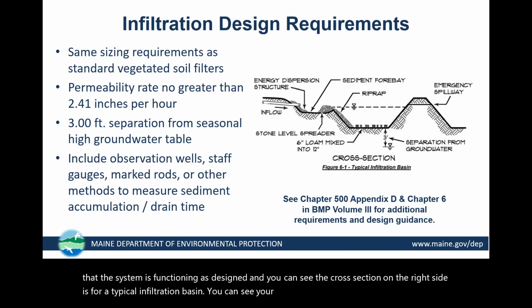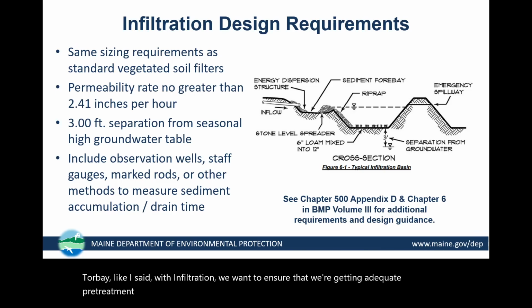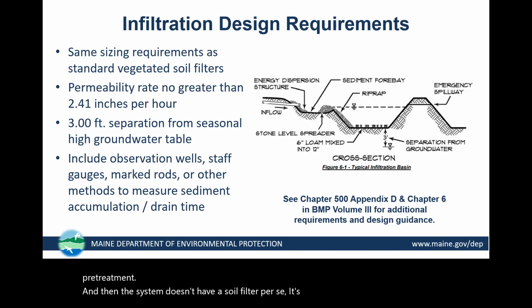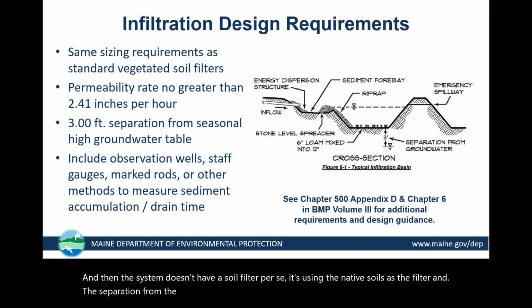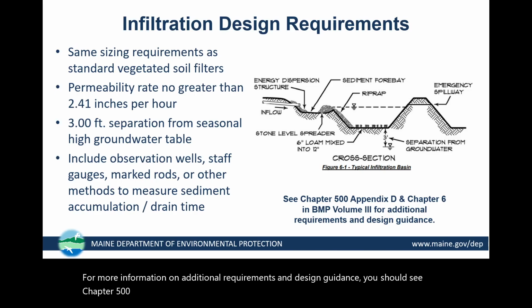You can see your inflow, some type of energy dispersion structure, which is usually riprap. In this case, this system has a sediment forebay. Like I said, with infiltration, we want to ensure that we're getting adequate pre-treatment. And then the system doesn't have a soil filter per se. It's using the native soils as the filter. And the separation from the groundwater is shown on this cross-section, as well as the emergency spillway. For more information, additional requirements, and design guidance, you should see Chapter 500, Appendix D, and Chapter 6 in the BMP Manual, Volume 3.